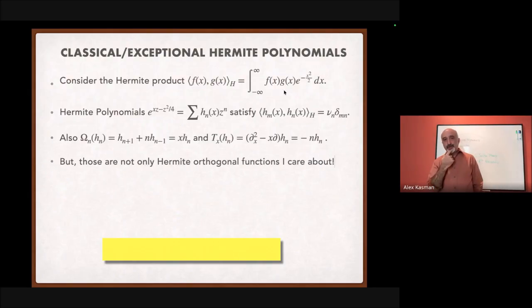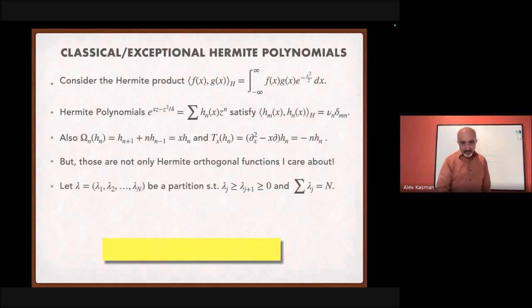Those aren't the only functions that I'm interested in that are orthogonal with respect to this. So another way to think about this talk is I figured out a way to use soliton theory and the KP hierarchy to produce lots of functions that are orthogonal with respect to this inner product. And it's not just a coincidence. It seems to suggest that there's a deep connection between Hermite orthogonality and the KP hierarchy. That's one of the things I'm going to try to show you.